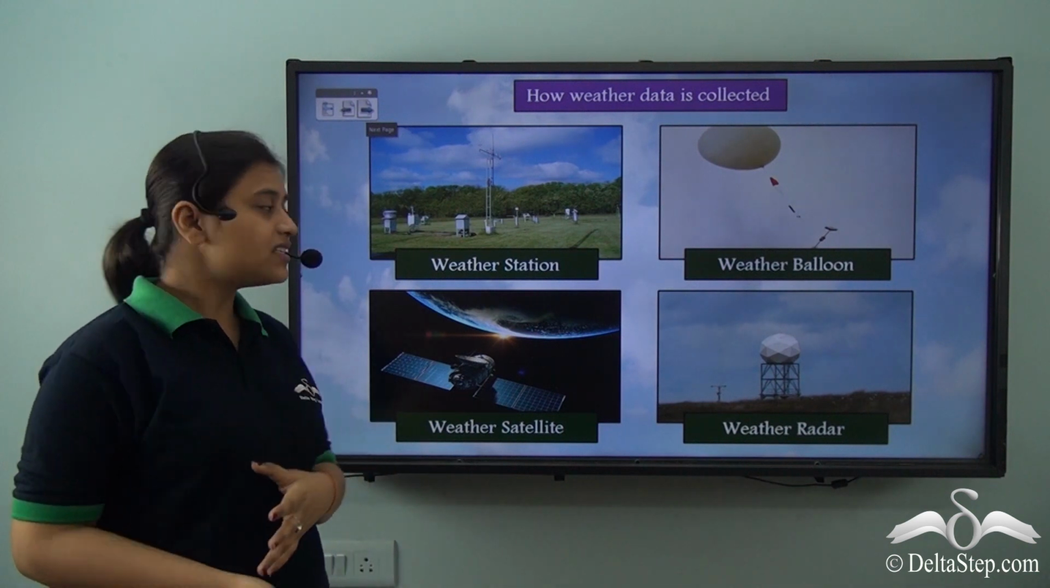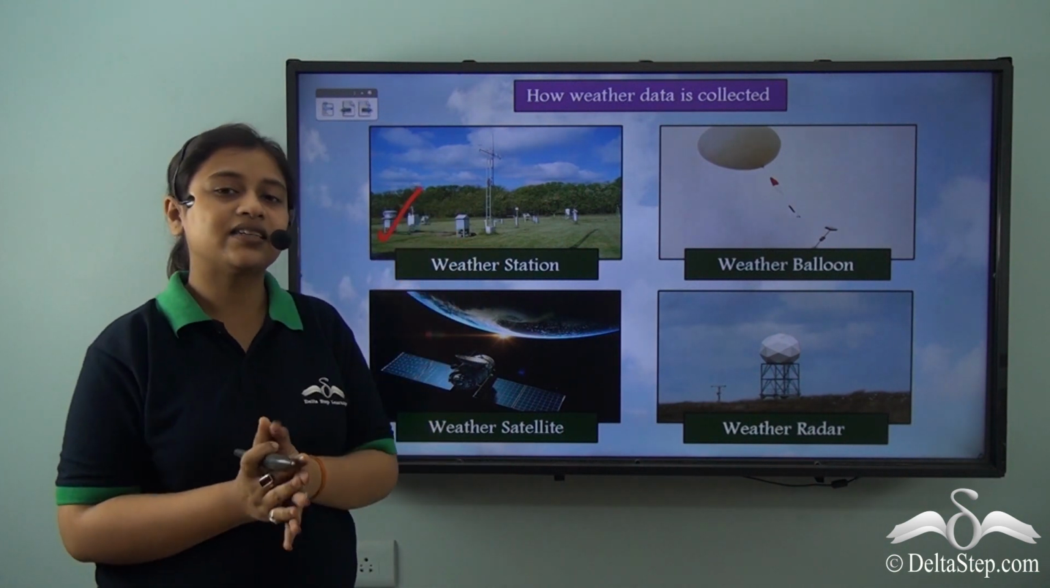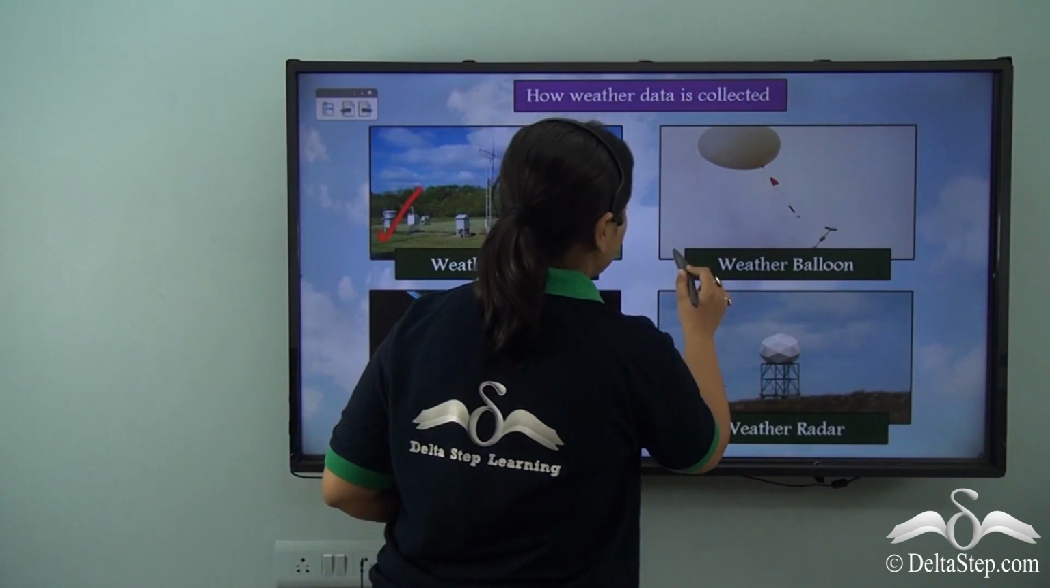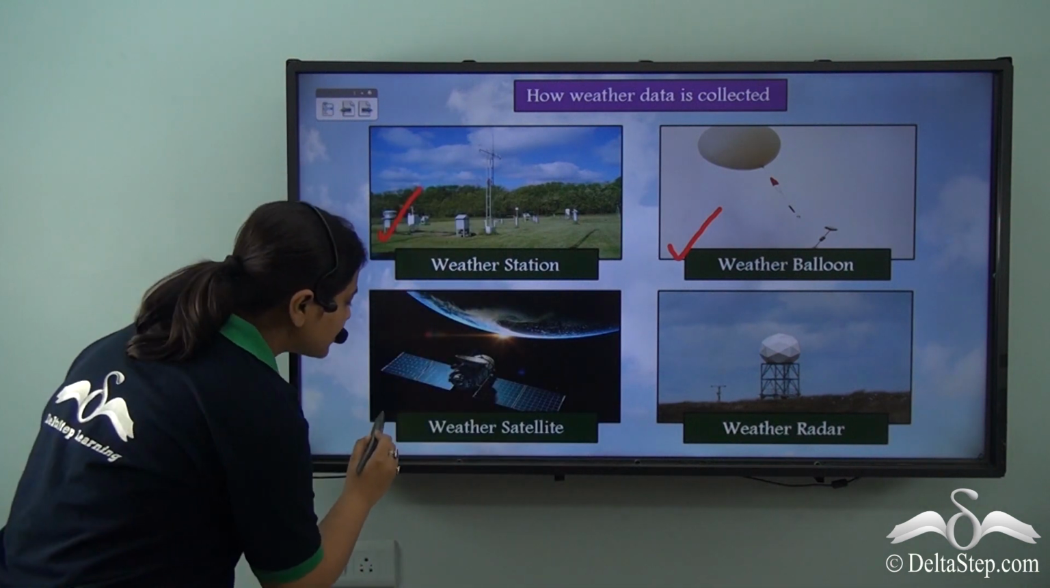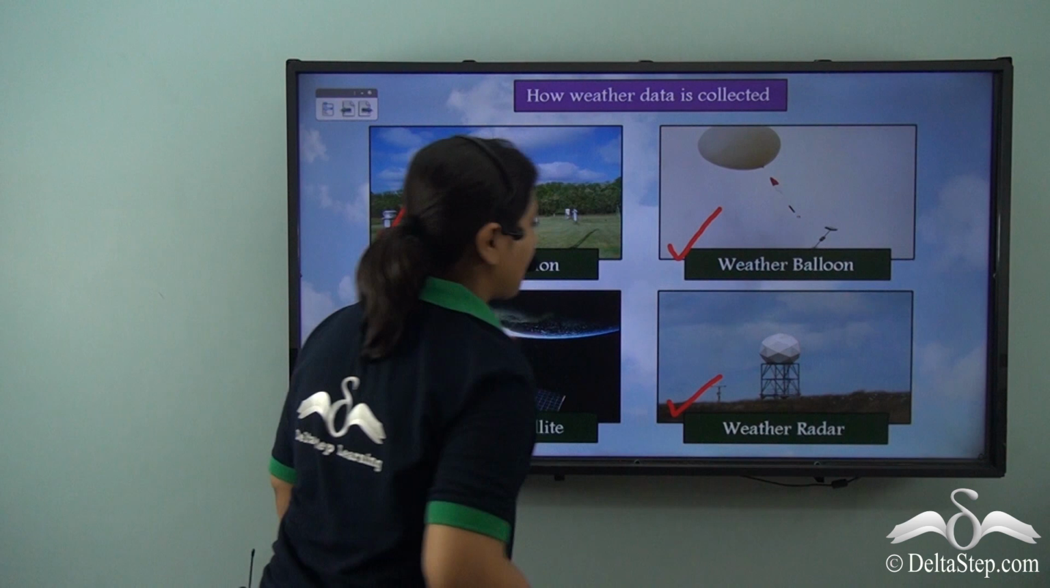So, besides the meteorological station or the weather station, other things that help us collect weather data are a weather balloon, a weather satellite in space, and a weather radar.